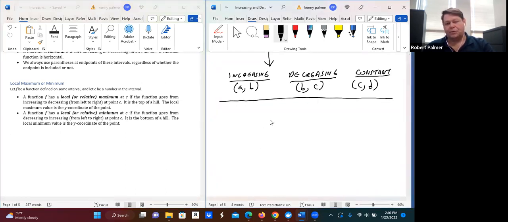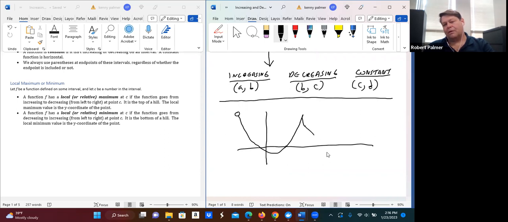Make another function. Let's say we have a function here. Let's say it starts right here, goes down like this. Let's say it has kind of a corner right here, and it continues down right here. Okay, so this is our, let's call it g of x.